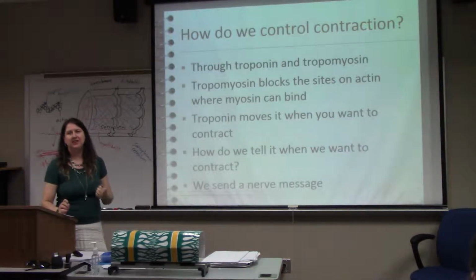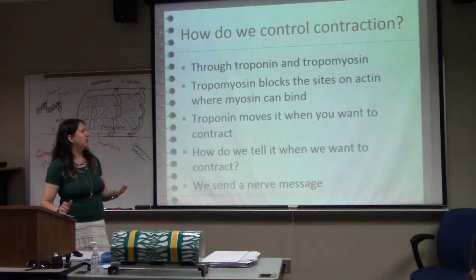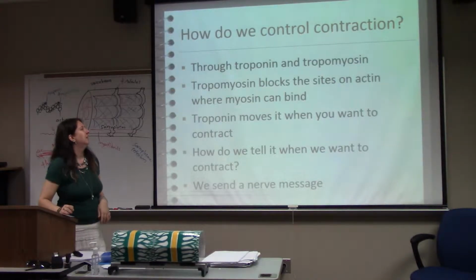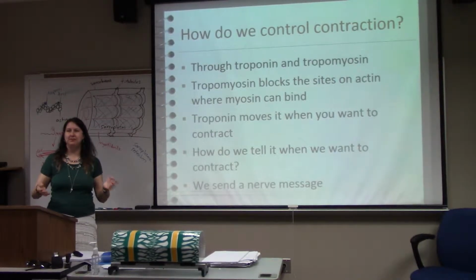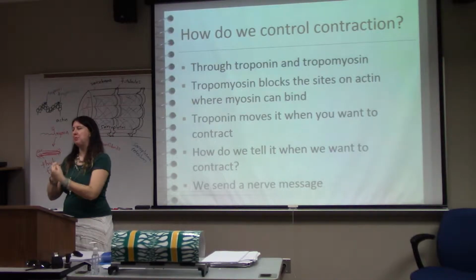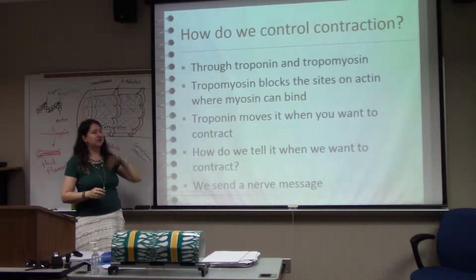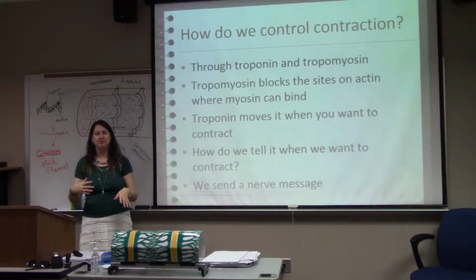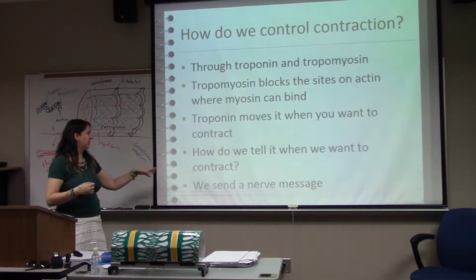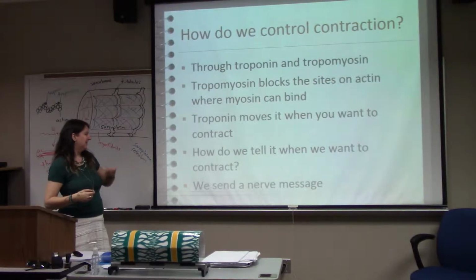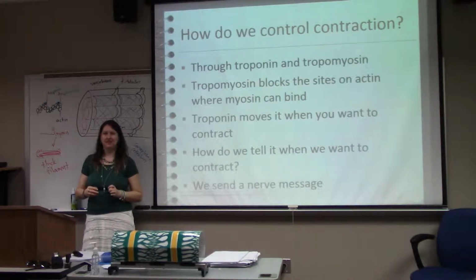So, controlling contraction is through troponin and tropomyosin. If the actin was uncovered, the myosin would just grab and pull on it all the time. So we keep the tropomyosin covering it. When the nerve message comes through, we tell the troponin to move the tropomyosin.